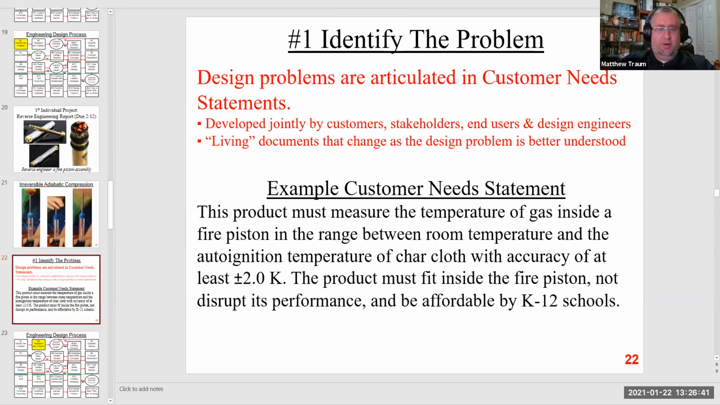The other thing that the customer needs statement does is it's a living document.